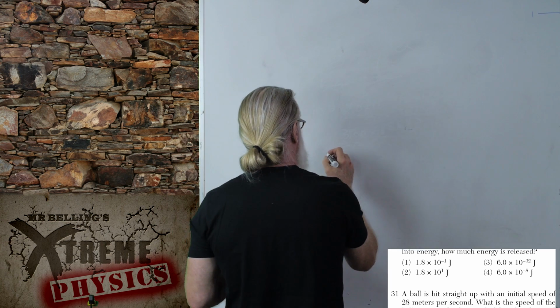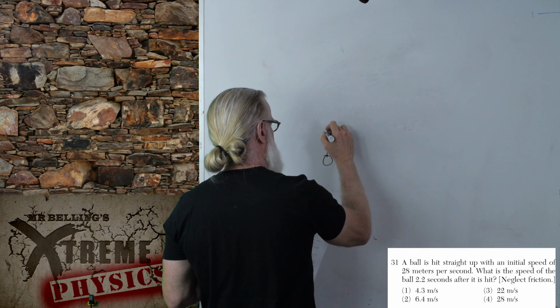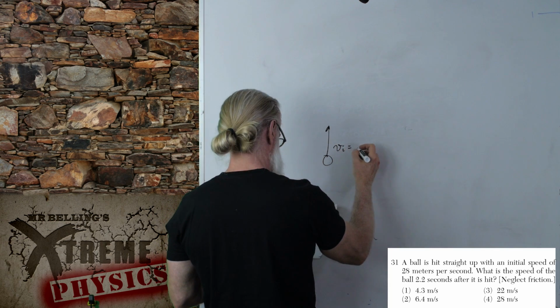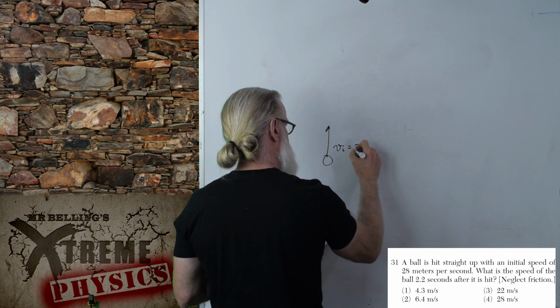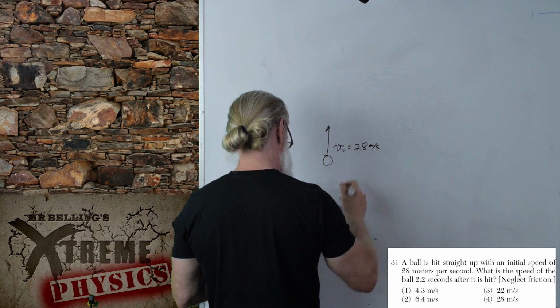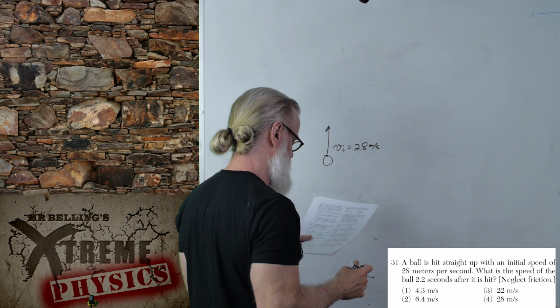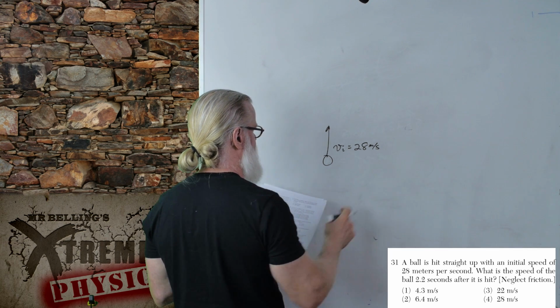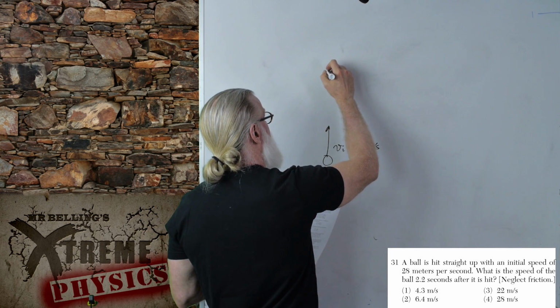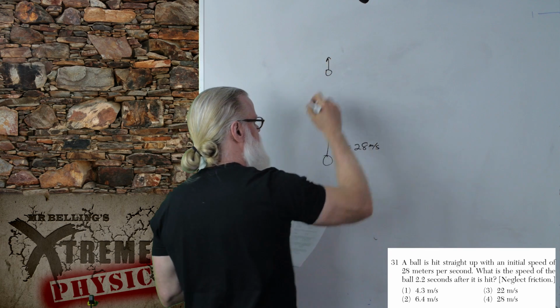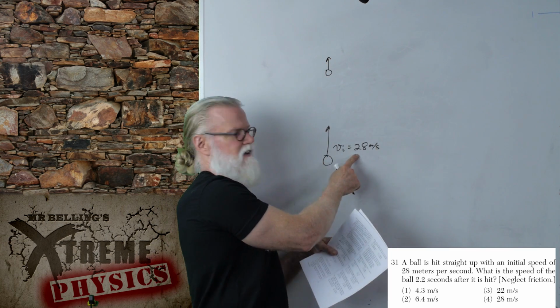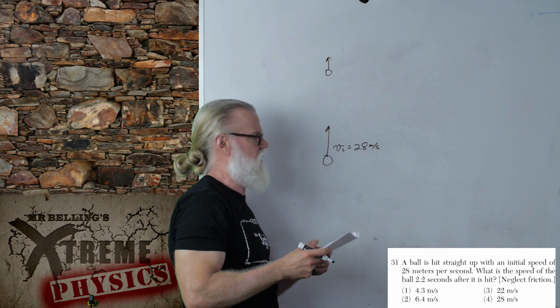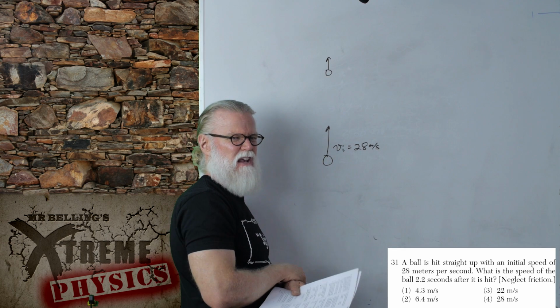Don't get too cocky. A ball is hit up with an initial velocity of 28 meters per second. What is the speed of the ball 2.2 seconds after it is hit? All right. So sometime later, is it still going to be going up? Let's see. I'm going to do a quick estimate. So that's about 30 meters per second, right?